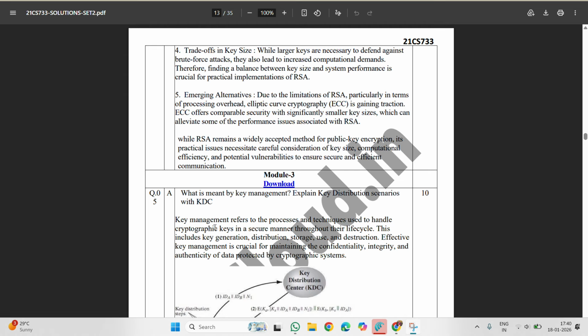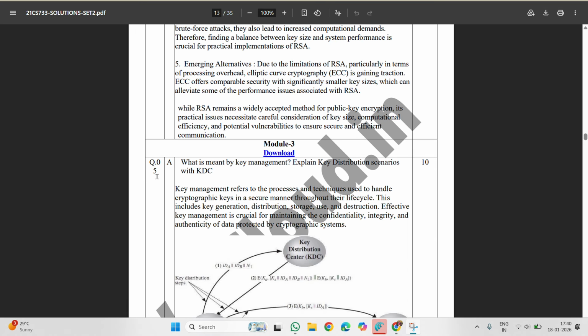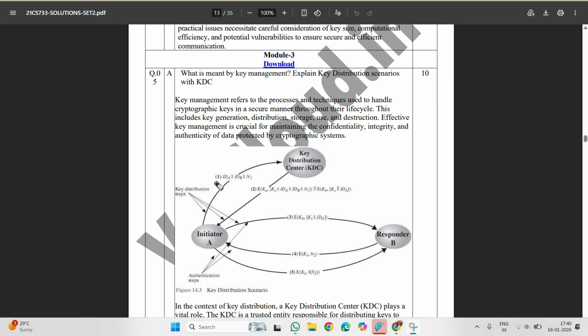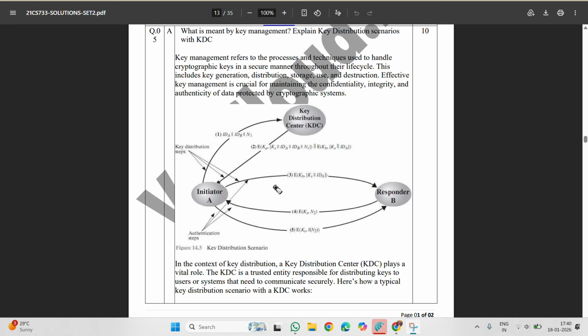And coming to the module 3, 5a, what is meant by key management? Explain key distribution scenarios with KDC. The KDC is nothing but key distribution center. In this, firstly explain what is the key distribution center, and after that draw the diagram of key distribution scenario. The diagram is compulsory for this question. Without diagram, don't expect full marks for this question.